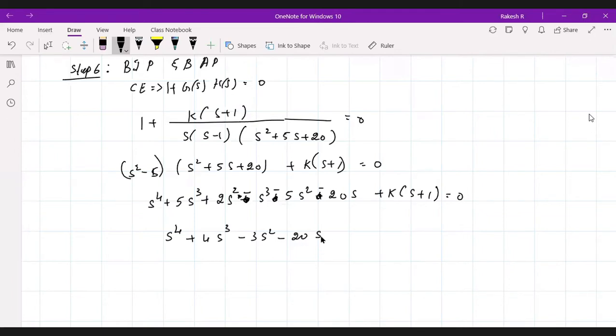20 s square, sir? That is 20 s square in the top. This one? No, sir, that is 20 s square. Yeah, this is 20 s square. Yes, correct. This is 20 s square.